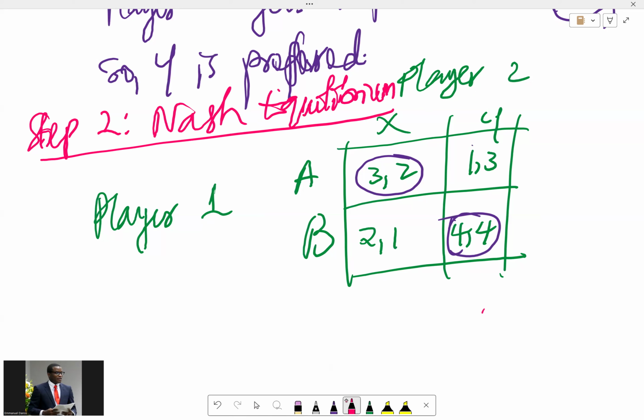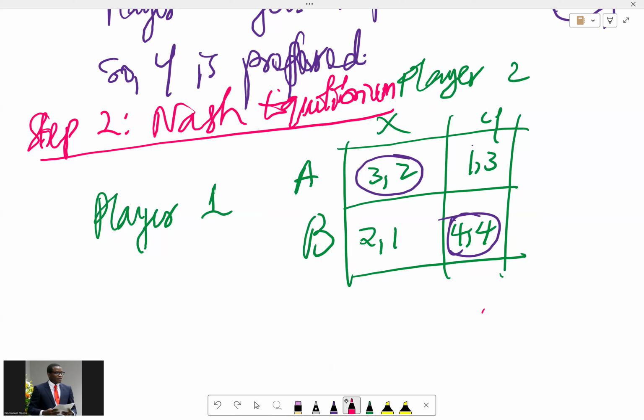So to get the best response for player one, if player two plays strategy X, it is 3, 2, because here he gets 3 and here he gets 2. So 3 is better, and that's why that has been circled. Then when player two plays strategy Y, the payoffs for player one are either 1 or 4, and 4 is better. So that's why I've circled 4, 4.